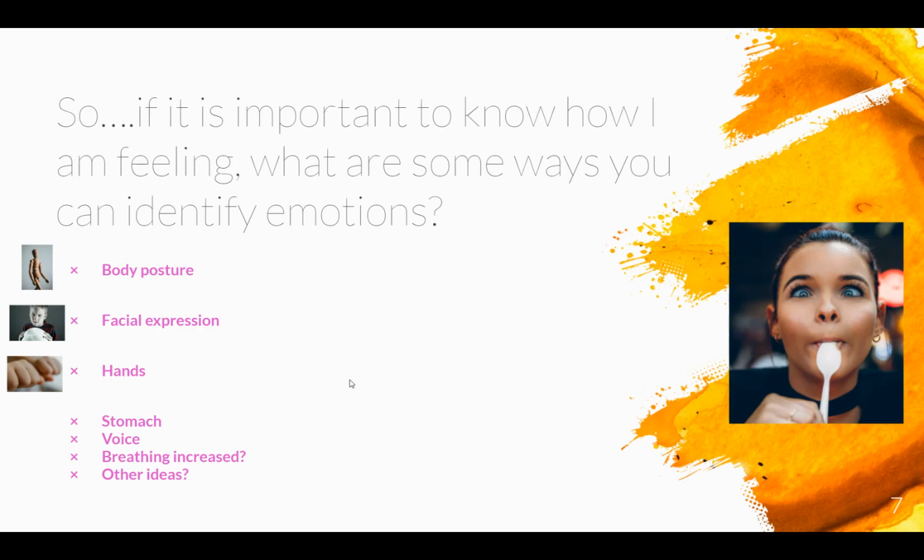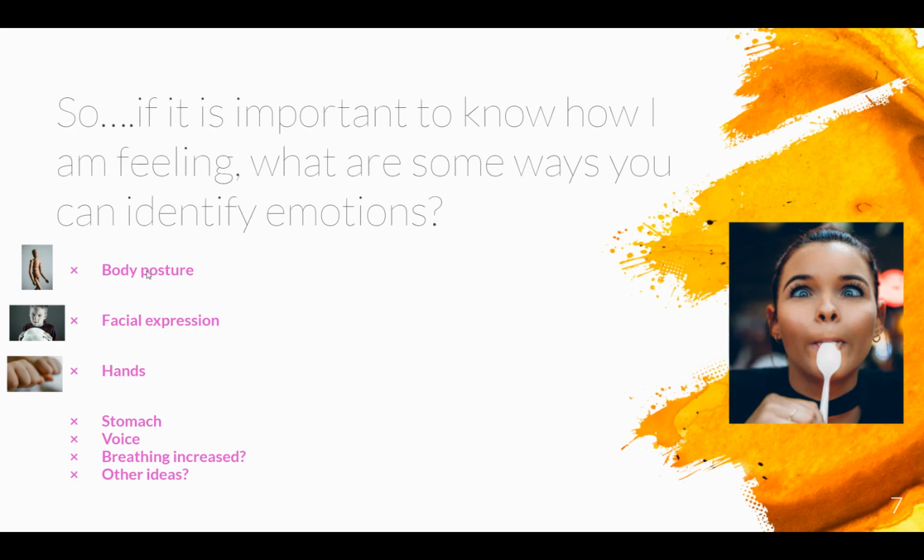So now that we know that it's important to know how we're feeling and know our emotions, what are some ways that you can identify these emotions? Well, you can identify them by looking at your body through what's called nonverbals. These are things that our body does when we are feeling a certain way, and that can be a signal of how we might be feeling.